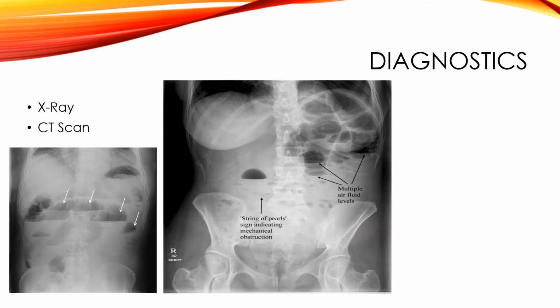Diagnostic wise, they're going to do an x-ray or a CT scan. Here are pictures of an x-ray of patients who have had a small bowel obstruction. And basically, again, what went in didn't come out and it just sat there.